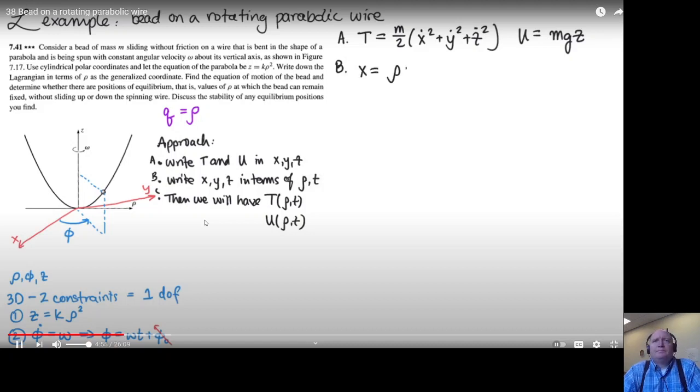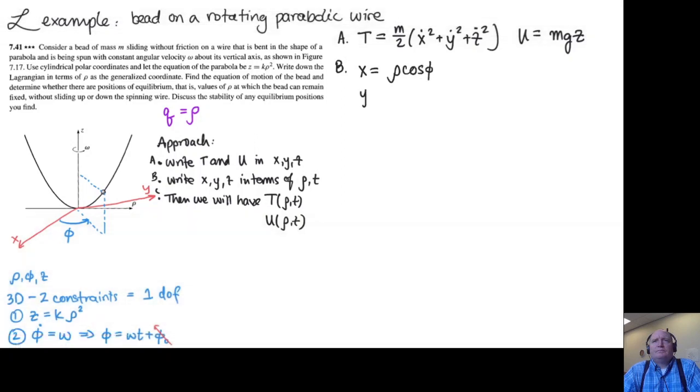x is rho cosine phi, y is rho sine phi, and z is given by the equation of the parabola, which is k rho squared. Okay, so now our goal is to get rid of x, y, z, x dot, y dot, z dot in kinetic and potential energy and replace it with these terms. So what that means is we're going to have to find time derivatives of x, y, and z, square them, and combine them. So let's find the time derivative. x dot is going to involve a product rule.